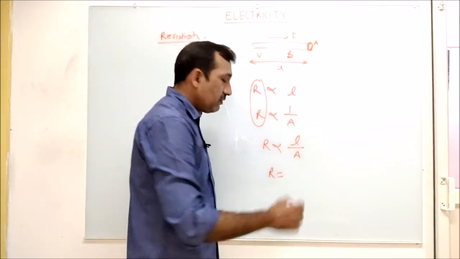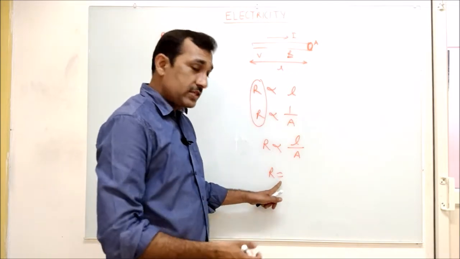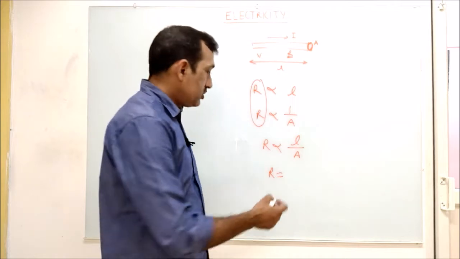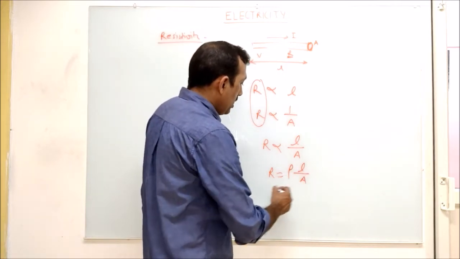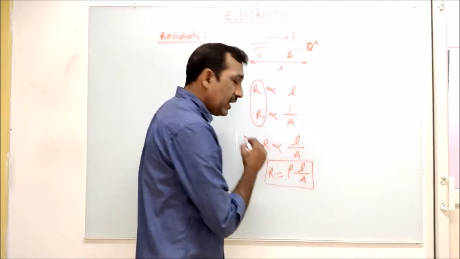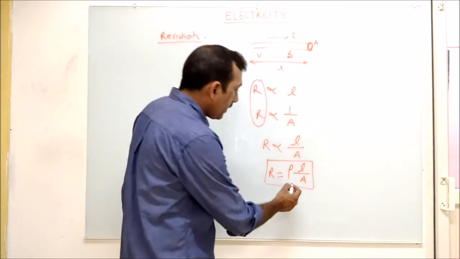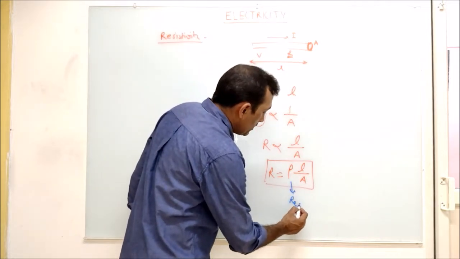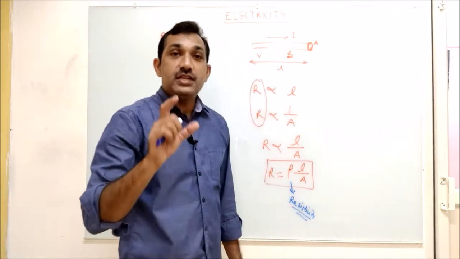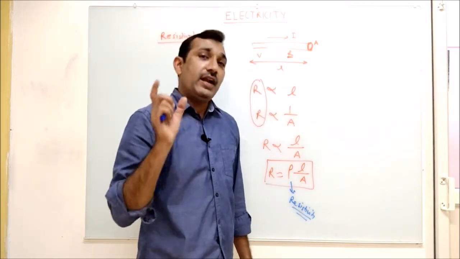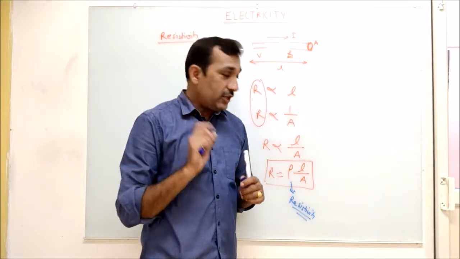Again, like earlier, when we replace this proportionality sign by an equal sign, we have to add a constant, and in this case it is rho. So this will become R equal to rho L by A. Rho is called resistivity. There is a difference between resistance and resistivity. So what are the major differences? That also I will be explaining soon.